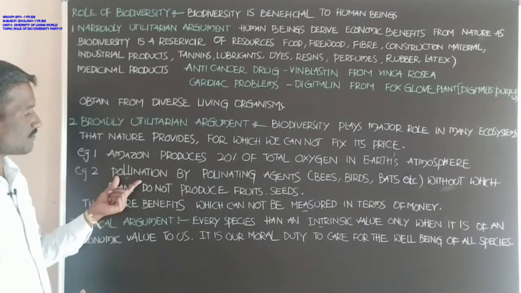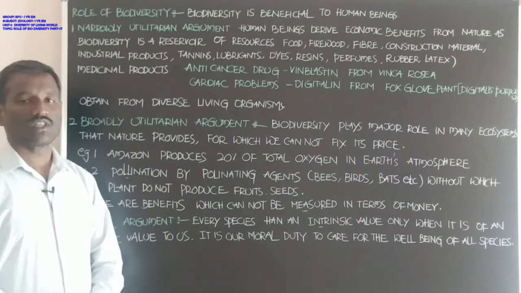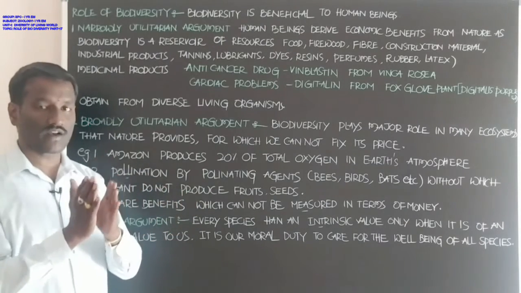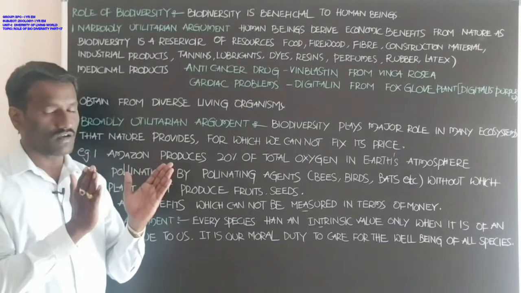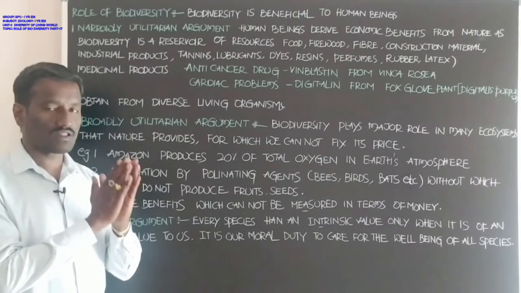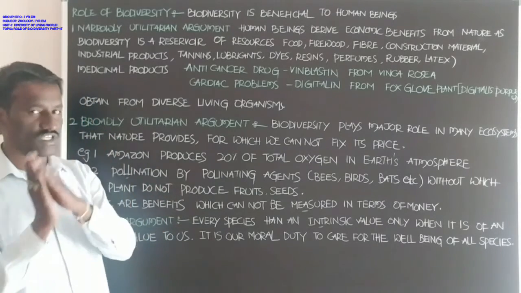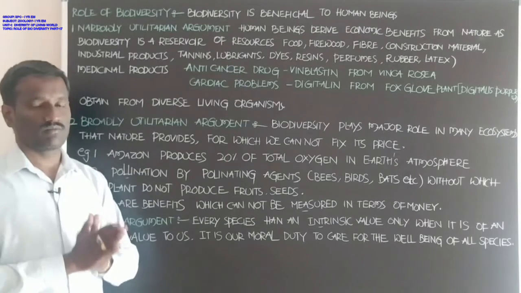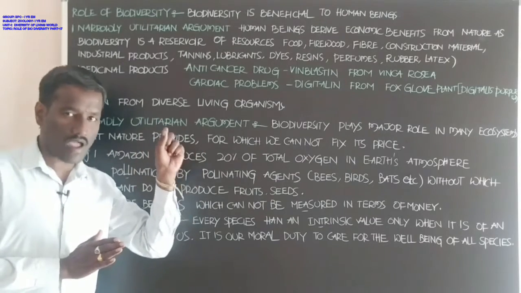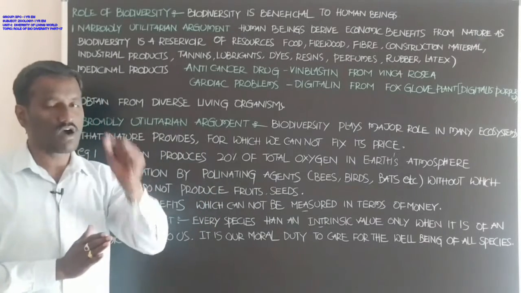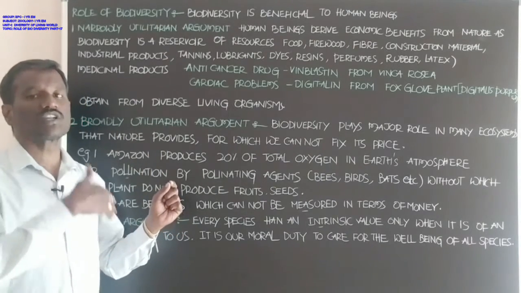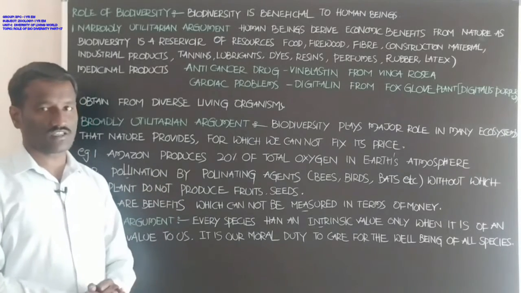Next, pollination. Pollination means transferring of pollen grains by living organisms from the anther to the stigma of the flower. It is necessary for the production of offspring, the next generation.